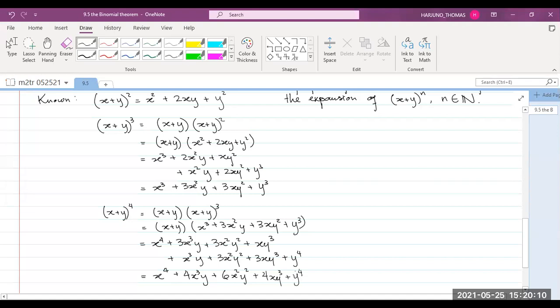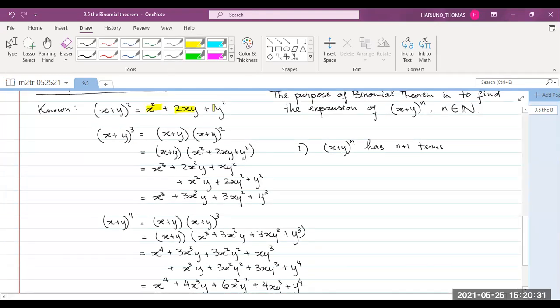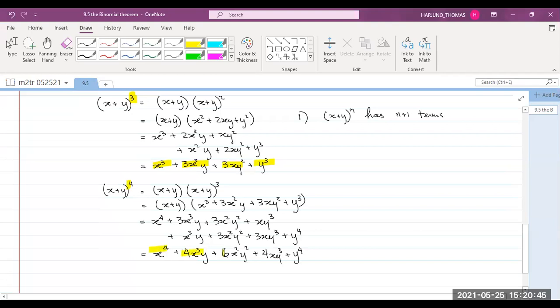Now, what I want you to observe is the following. First, (x plus y) to the n has n plus 1 terms. So if the exponent is 2, then you will have 3 terms. If the exponent is 3, then you'll have 4 terms. You see that? If the exponent is 4, then you will have 5 terms. Is it okay?